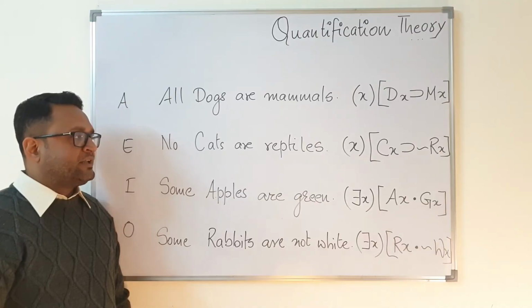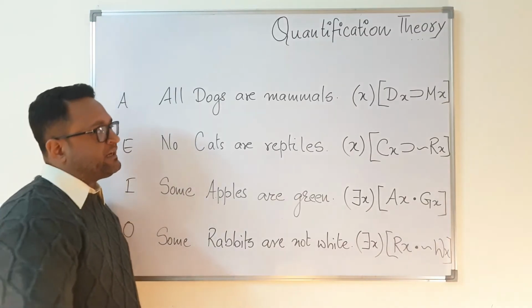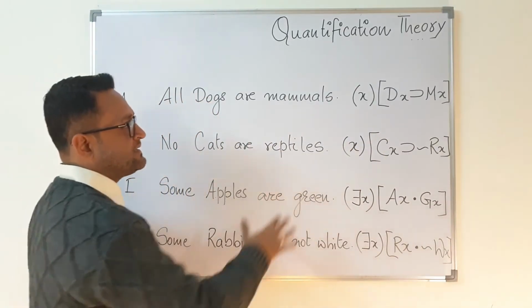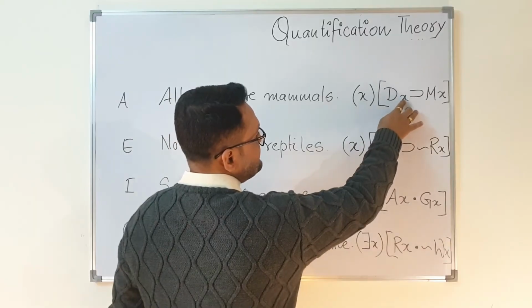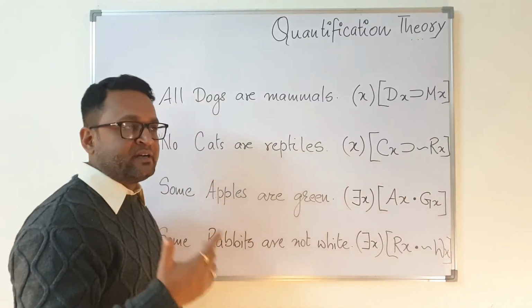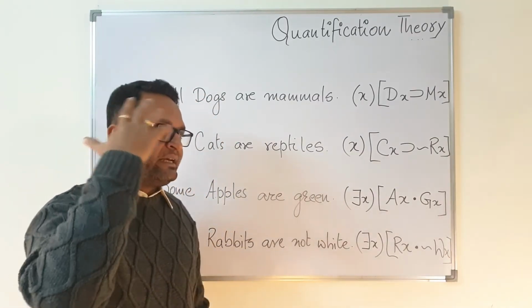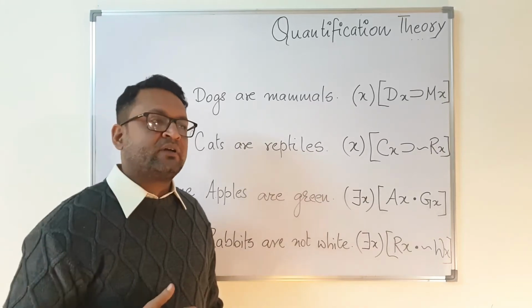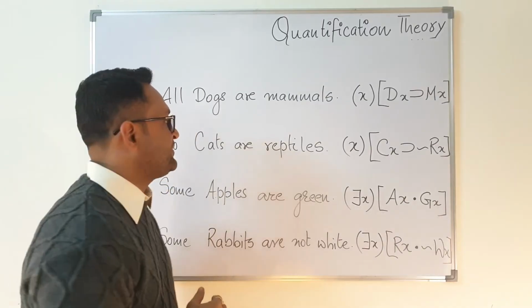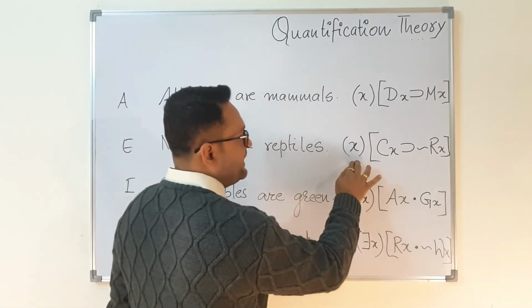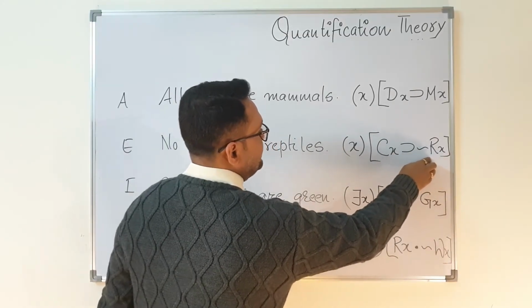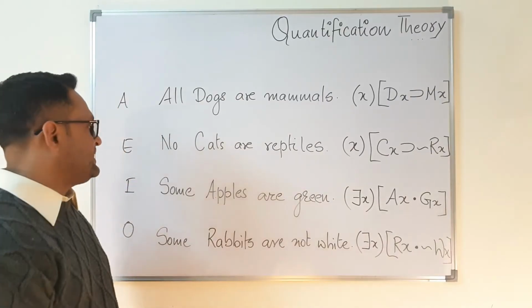Now, there are a few more things which you need to understand, that is, how to read this. When we say for all x, Dx implies Mx, it says for all x, if x is a dog, then x is a mammal. This is something which you should understand and practice, because once you get to hear this simply and clearly in your mind, then you will not falter on any kind of symbolization. When I say no cats are reptiles, I say for all x, if x is a cat, then x is not a reptile, right? So this is the symbolization.